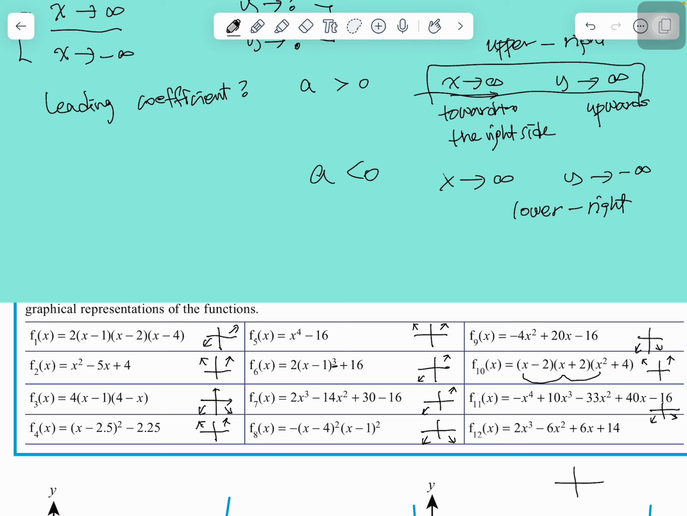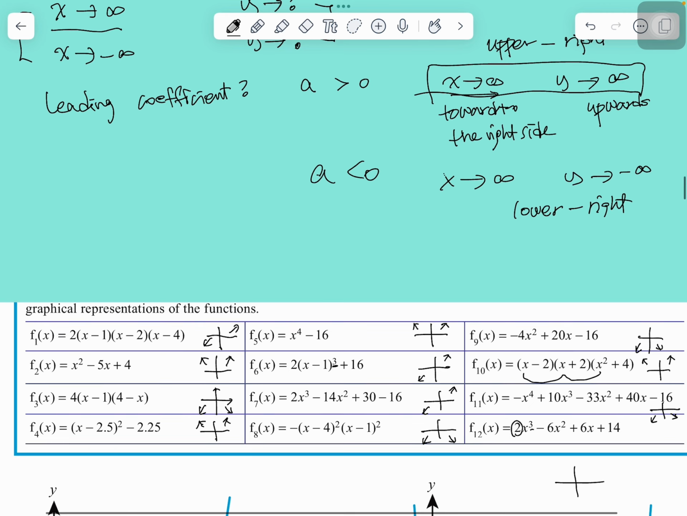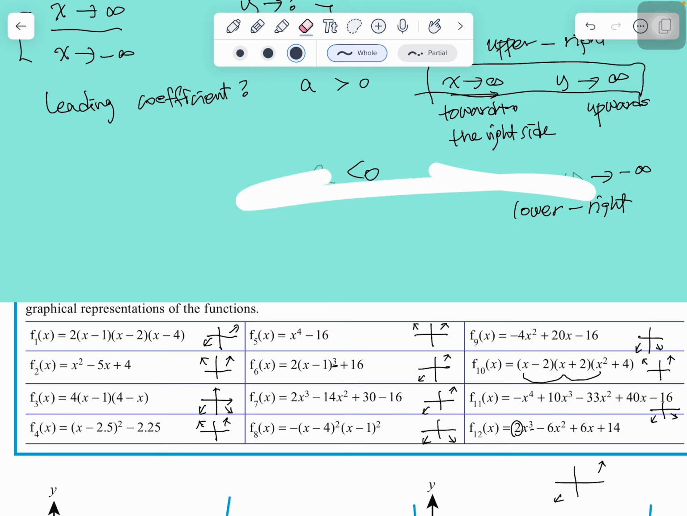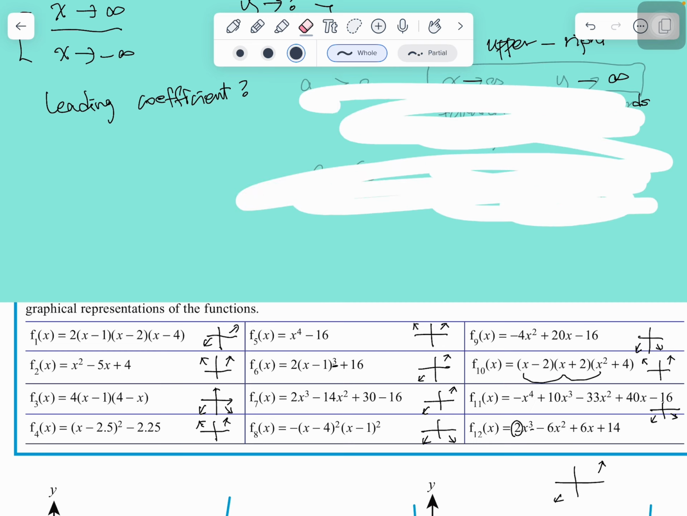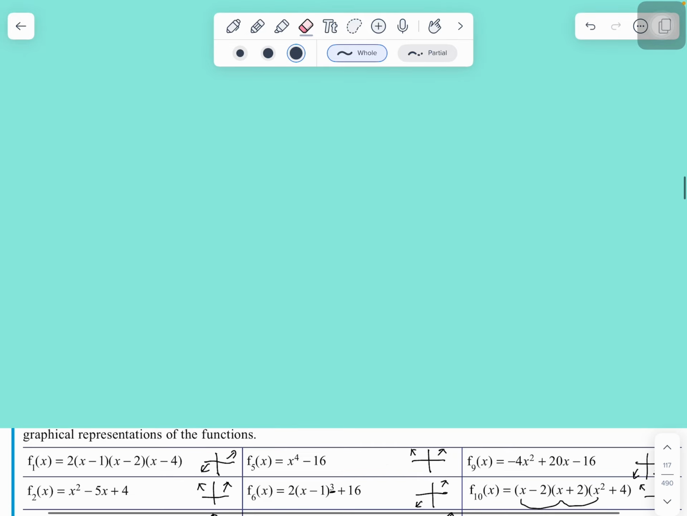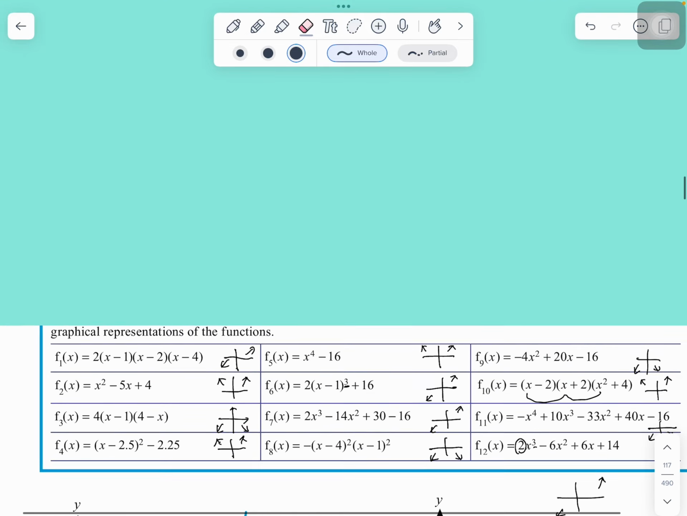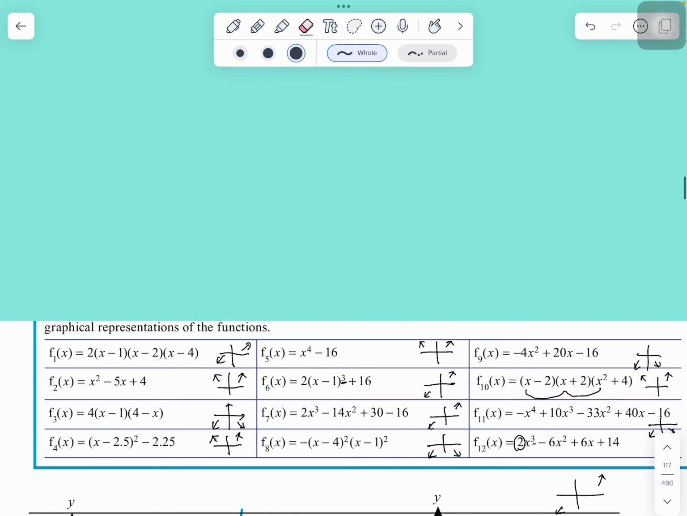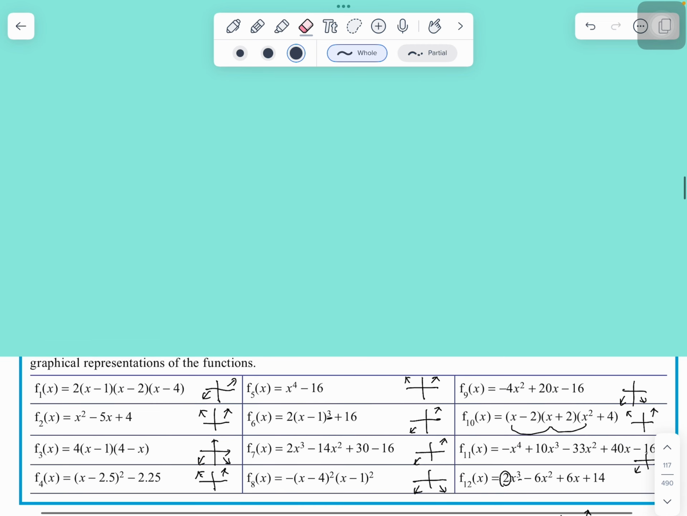F of 12, this is positive 2 and degree 3, so quadrant 1 and quadrant 3. So this is how to determine the direction on both sides, which is end behavior. So now let's go to the next one, which is x-intercept.